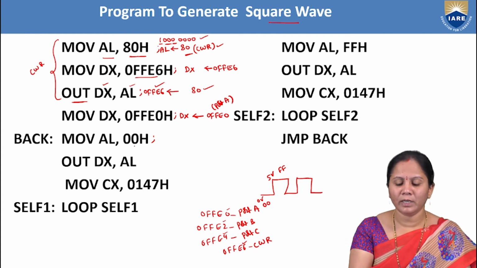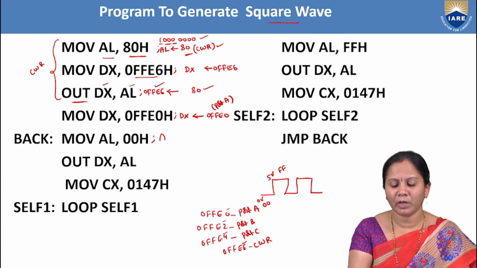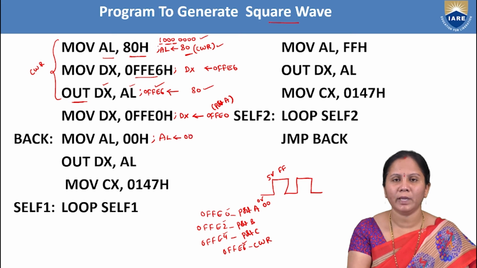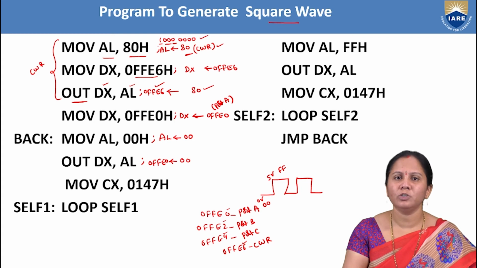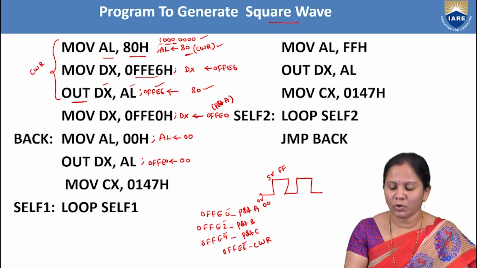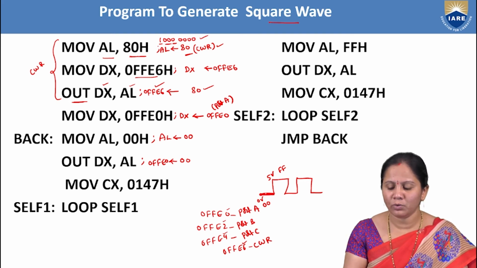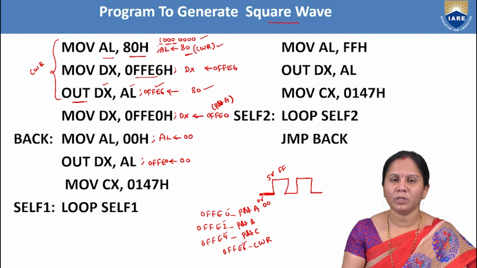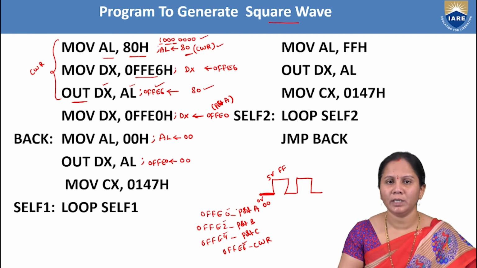So MOV AL, 00. The minimum value 00 will be moved into AL. And OUT DX, AL. So the same 00 will be moved into the output port address 0FFE0. After moving into the output port, the same 00 value should be continued for some delay. So that is what we have to initialize, the delay now.